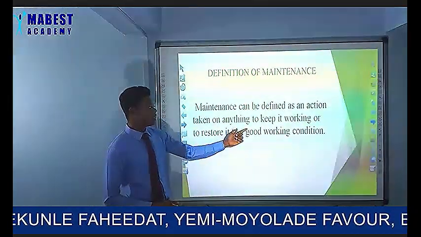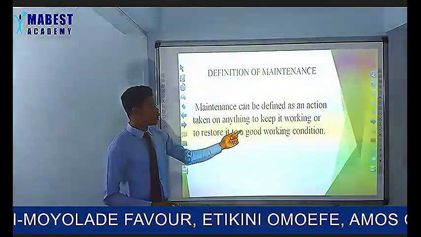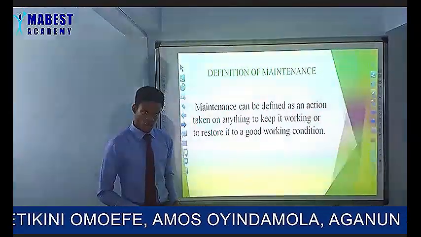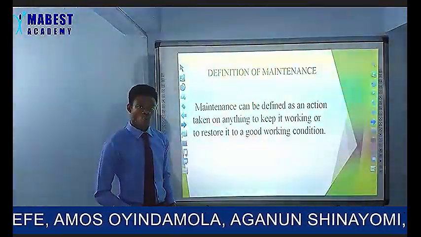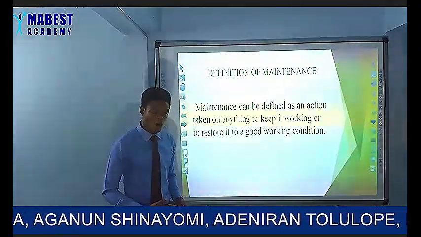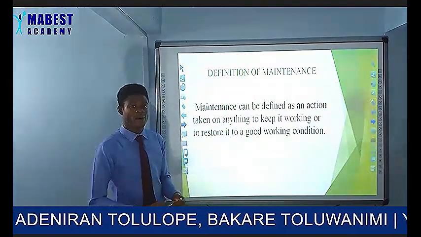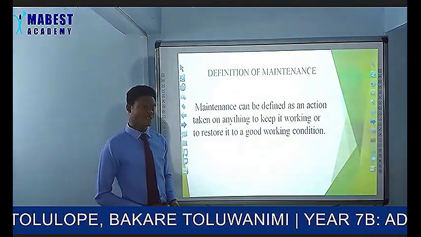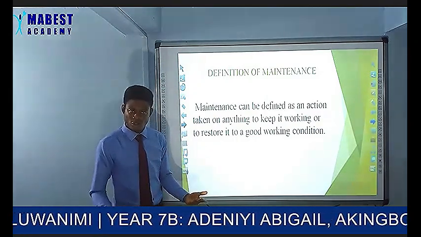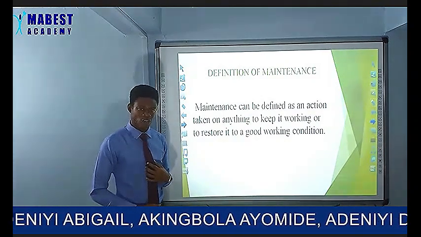Now, what is the definition of maintenance? Maintenance can be defined as an action taken on anything to keep it working or to restore it to a good working condition. So, when you carry out a deliberate action to make sure something works, or continues to function properly, what you are doing is what? Maintaining that particular thing. Of course, as students, what do we wear to school? We do not wear suits, we do not wear jackets.